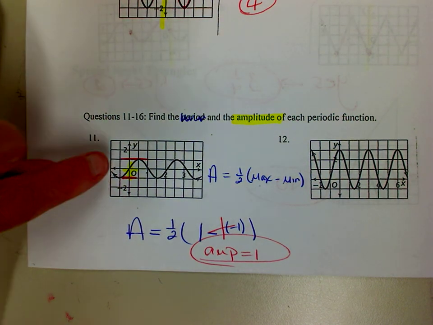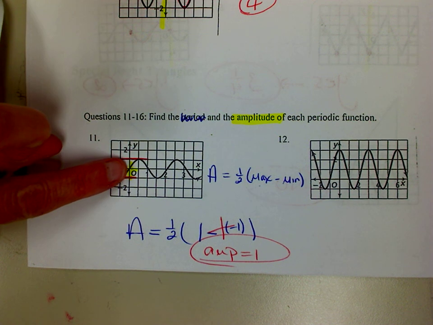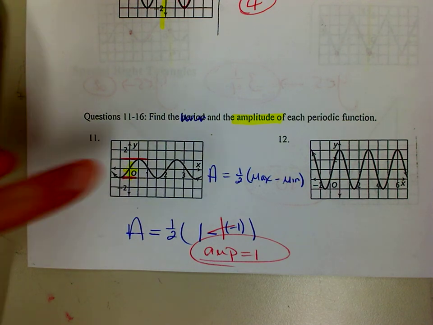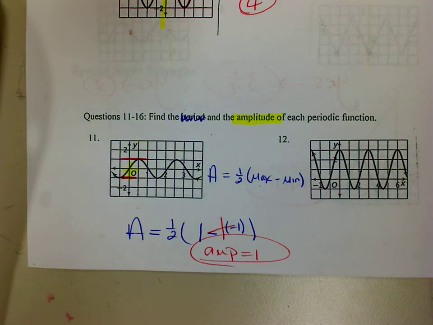Now, if it's the same distance from 0, so like this was 1 and this was -1, if it's the same distance, then the amplitude is always going to be the absolute value of those numbers. But if they're different, then I would suggest using that formula.